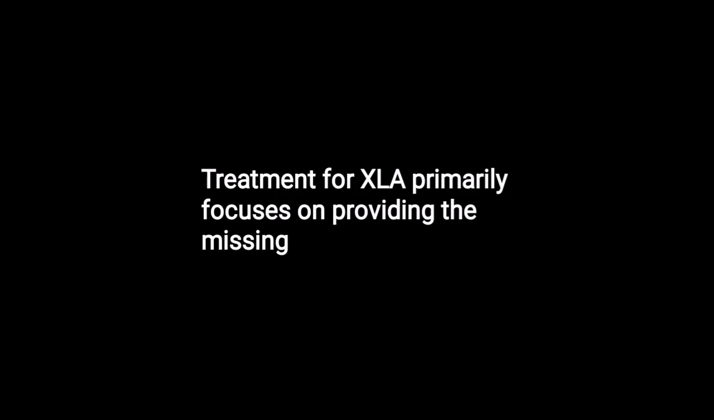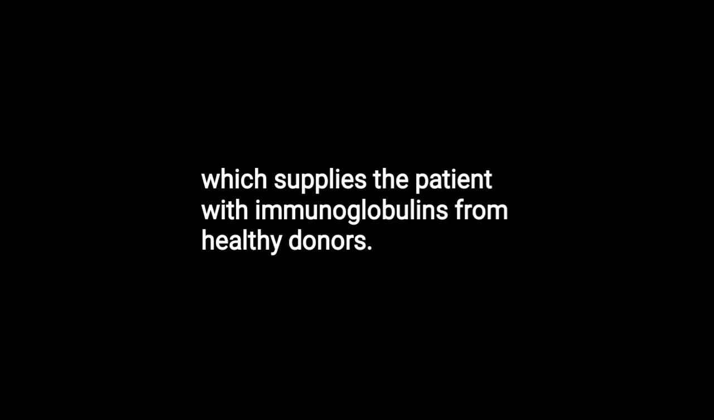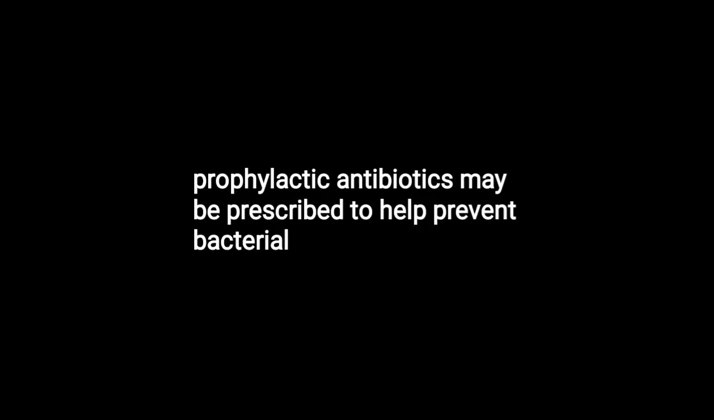Treatment for XLA primarily focuses on providing the missing antibodies to help prevent infections. This is typically achieved through regular intravenous immunoglobulin, IVIG, or subcutaneous immunoglobulin, SCIG therapy, which supplies the patient with immunoglobulins from healthy donors. These treatments help boost the immune system and reduce the frequency and severity of infections. Additionally, prophylactic antibiotics may be prescribed to help prevent bacterial infections.